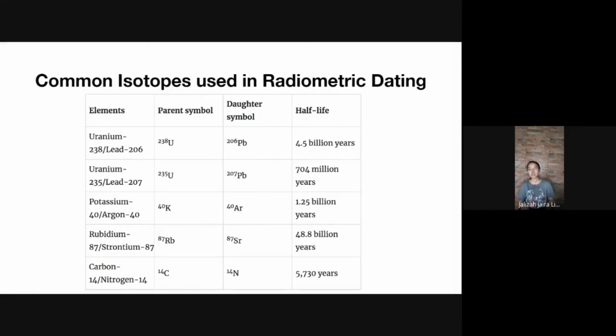The same relationship can be said for rubidium 87 turning into strontium 87, potassium 40 turning into argon 40, and the other ones. And if you notice, carbon 14 is the one with the shortest half-life in this case, and it's oftentimes utilized for fossils. But at the same time, of course, for older fossils, there are better isotopes to be used.